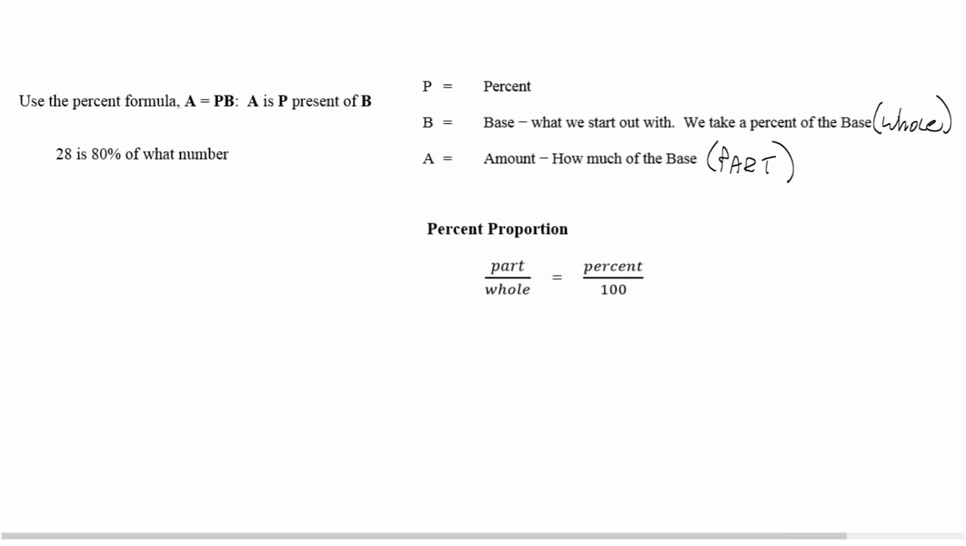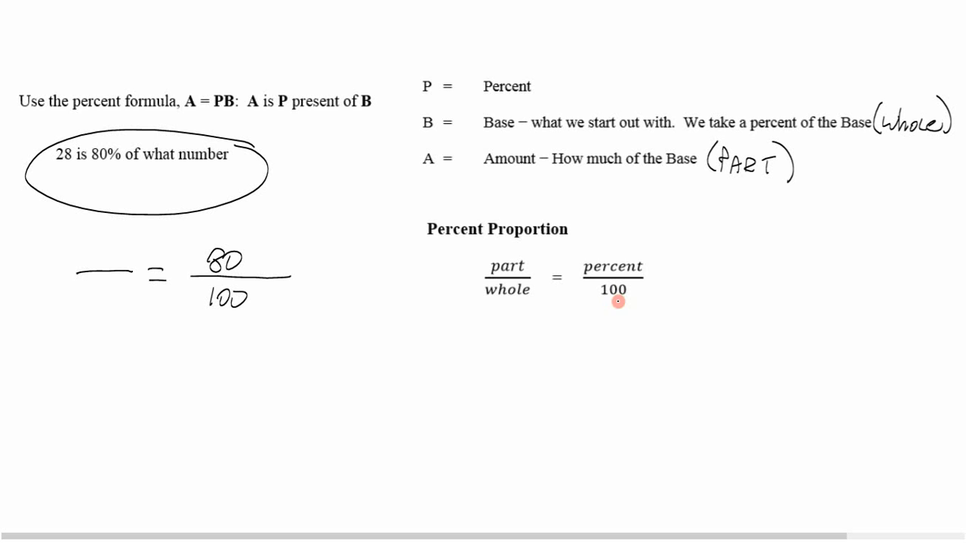The challenge with any of these problems is to look at what you've got and figure out where it fits in this percent proportion. And some clues exist here. Like I said, the 80% is easy enough to identify because it has the percent sign. So we know it's 80 over 100. That's always 100 in the denominator.